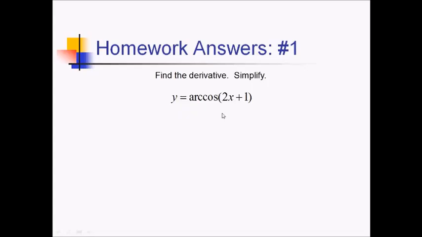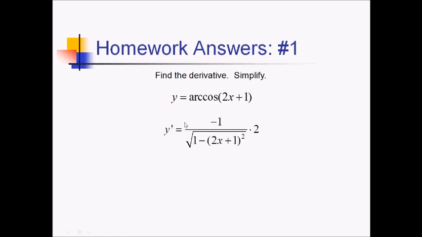For number one, we want to take the derivative of arccosine of 2x plus 1. This is a pretty straightforward chain rule problem. We have the derivative of the outer function. The derivative of arccosine is negative 1 over the square root of 1 minus something squared, which in this case is 2x plus 1. But then we have to multiply by the tail of 2 for the derivative of the inner function.